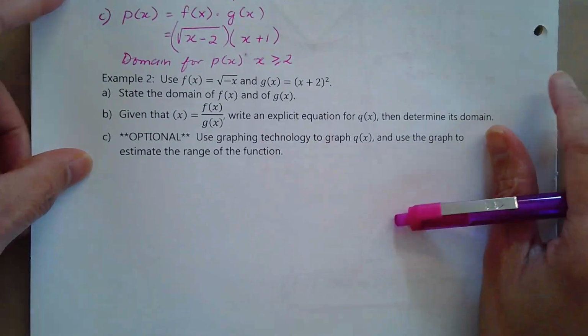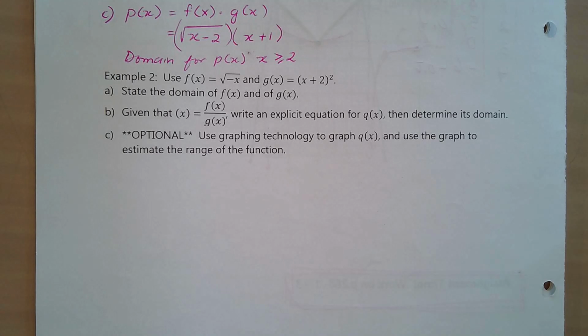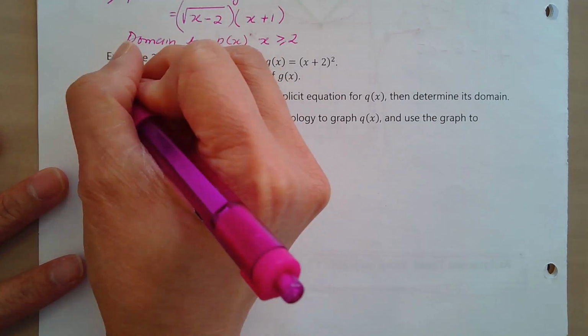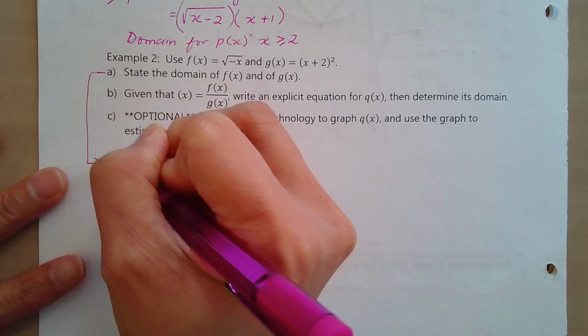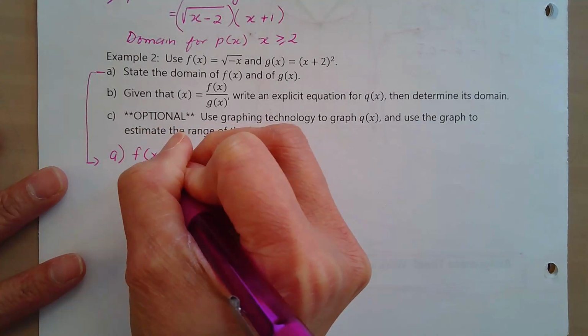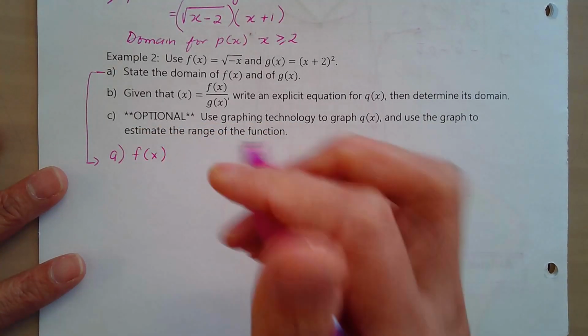Example number 2, use f of x, which is negative root of x, plus g of x, which is (x plus 2) squared. State the domain of f of x and g of x. So let's do that first. Actually, I'm just going to bring it down in here so I'm not crammed. So f of x. What's the domain of f of x?